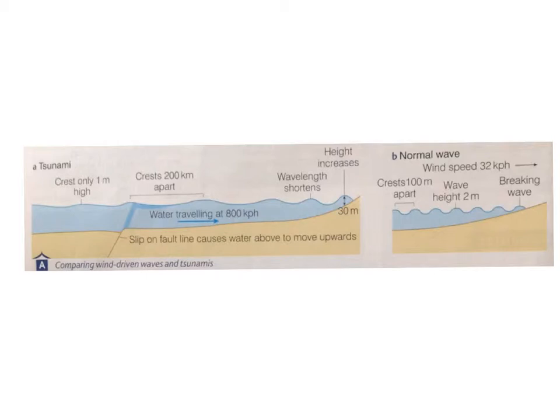Tsunamis can move at speeds of around 800 kilometres an hour, rapidly approaching the coast almost unnoticed, and as they near the land, they slow down, they reduce in length, as you can see here the wavelength shortens between the two crests, and the height, as we already mentioned, increases up to maybe 30 metres.